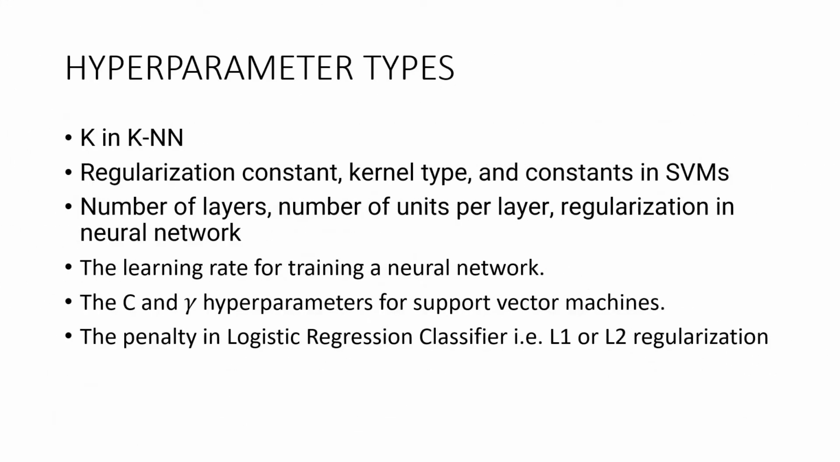the learning rate for training a neural network, the C and gamma hyperparameters for support vector machines, the K in K nearest neighbors. Hyperparameter optimization finds a combination of hyperparameters that returns an optimal model which reduces a predefined loss function and in turn increases the accuracy on given independent data.